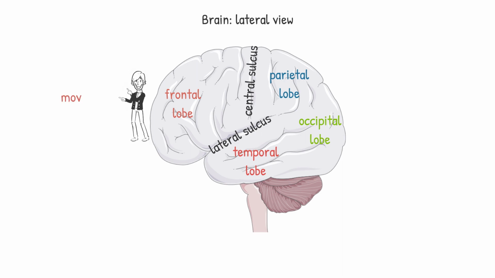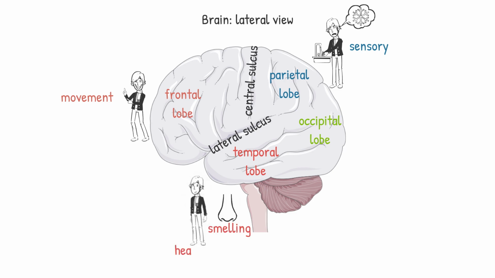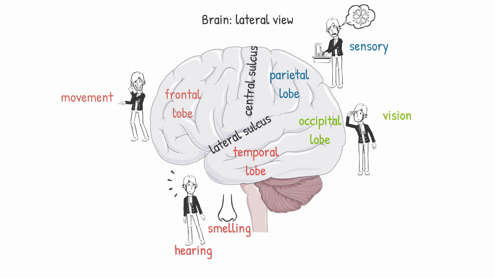Frontal lobe controls movement and executive functions in making decisions. The parietal lobe processes sensory information. The temporal lobe plays a role in smell and hearing. Finally, the occipital lobe, which is responsible for vision.